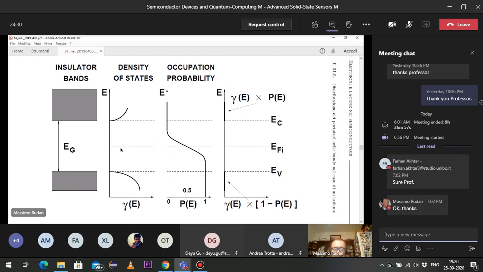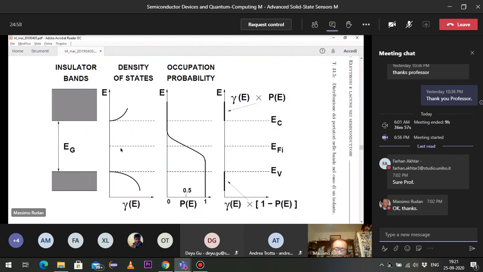When the Fermi level is in the forbidden gap, the important bands are the bands that are immediately above, and this band is called the conduction band, and the other band is the band that is immediately below the Fermi level, and this band is called the valence band. Okay, we are using the same names.